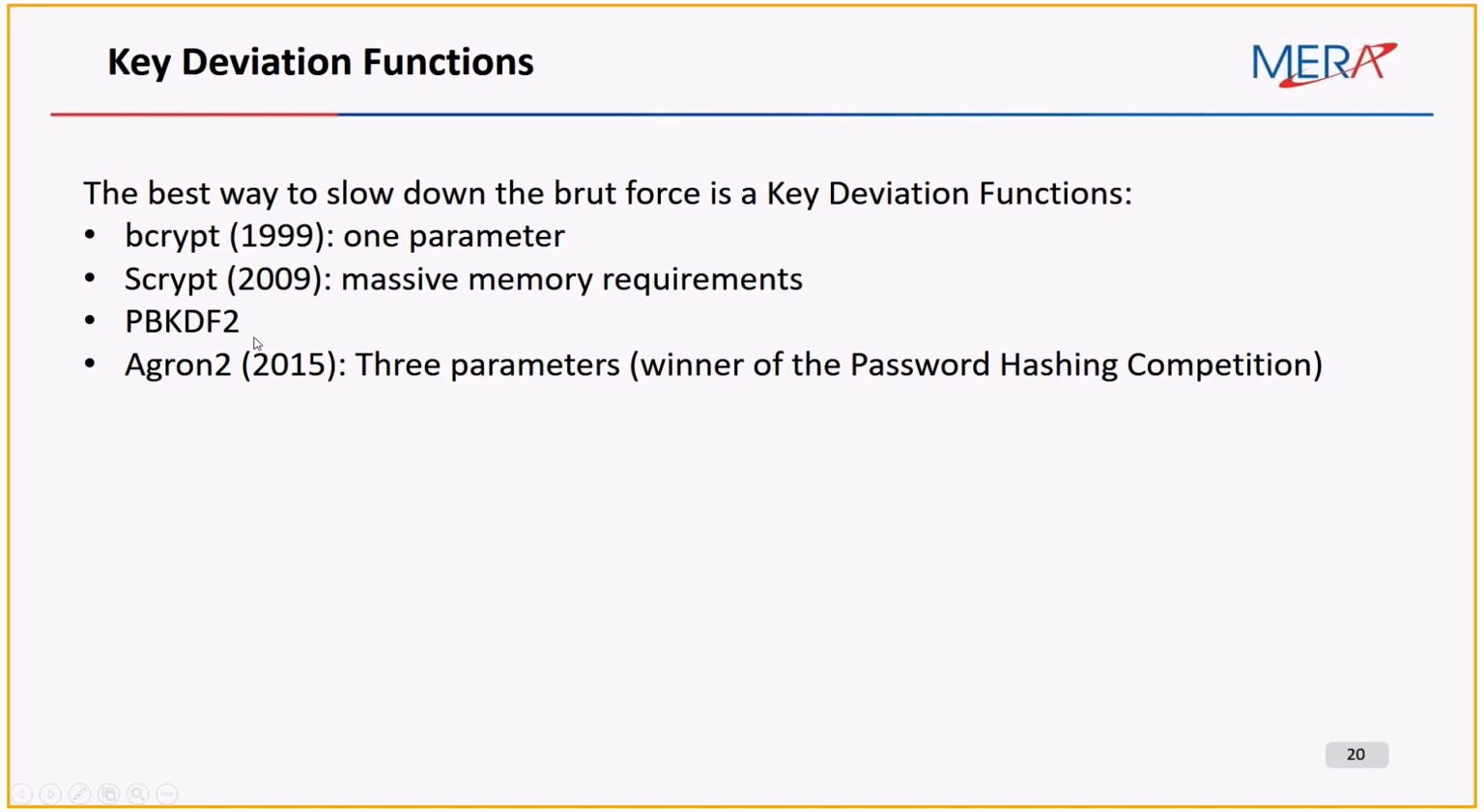PBKDF2 was most prominent in previous years because it takes two parameters: number of iterations and hashing algorithm. And Argon2 is the winner of the password hashing competition between algorithms that was in 2015, and it requires three parameters.